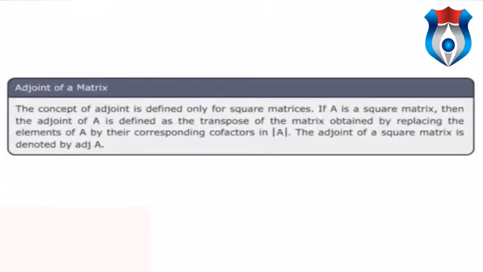Adjoint of a matrix. The concept of adjoint is defined only for square matrices. If A is a square matrix, then the adjoint of A is defined as the transpose of the matrix obtained by replacing the elements of A by their corresponding cofactors in det A. The adjoint of a square matrix A is denoted by adj A.